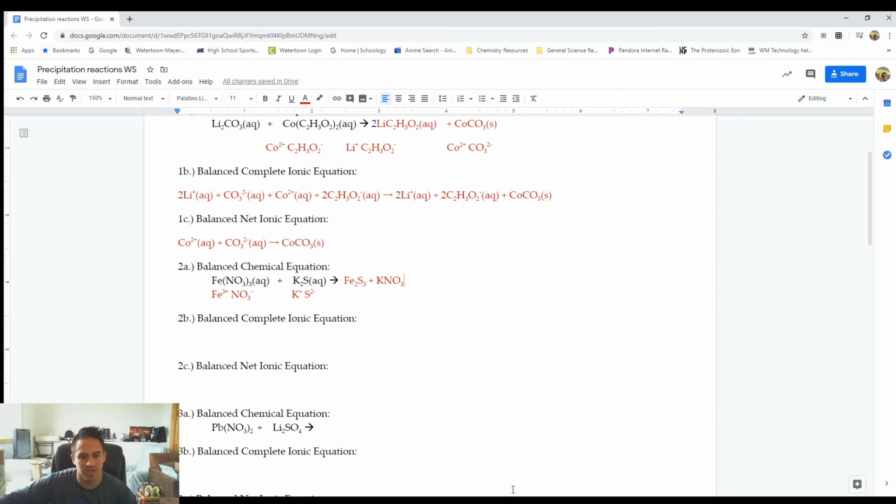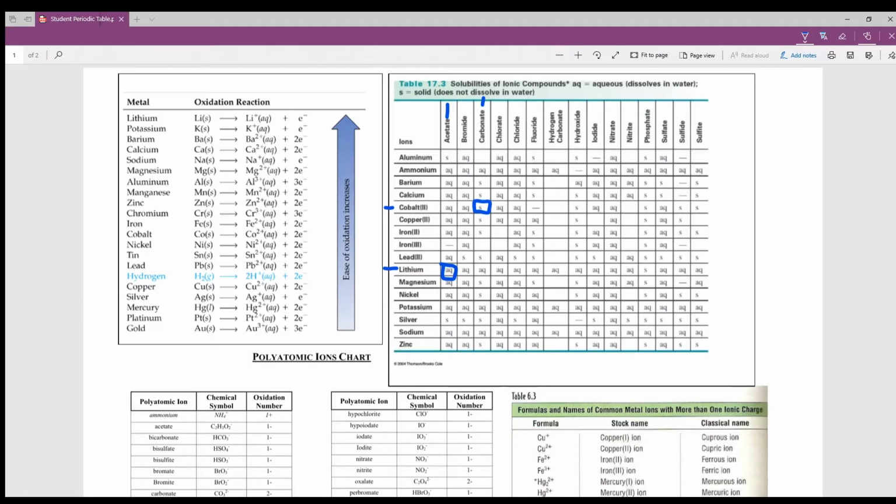Again, we need to go check to make sure that one of these is a solid. So let's go look on the back of our periodic table. We have iron 3 sulfide. Okay, that's the first one. So iron 3 sulfide, let's go check this. So iron 3 is here. Sulfide is here. If we go and check this, now it has this little dashed line. That means that it's partially soluble.